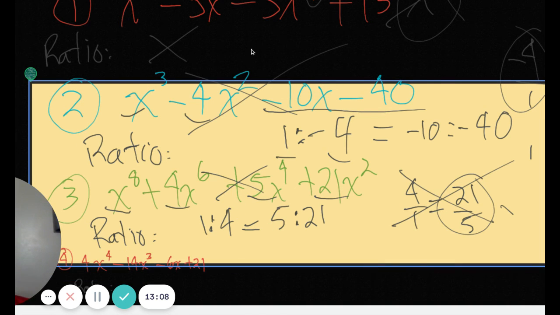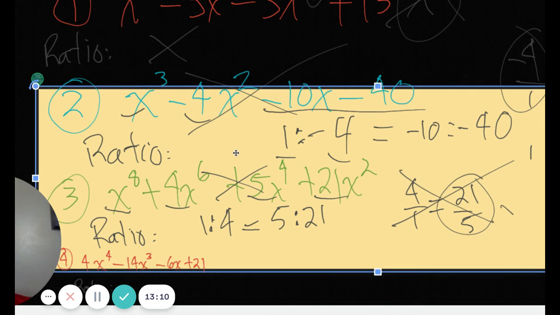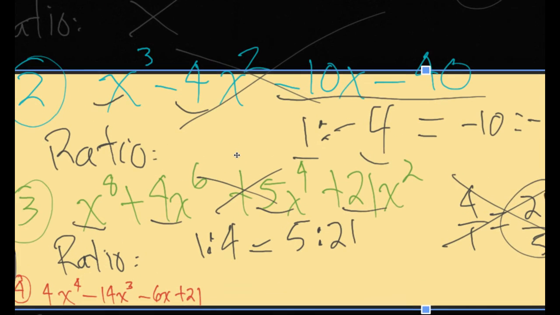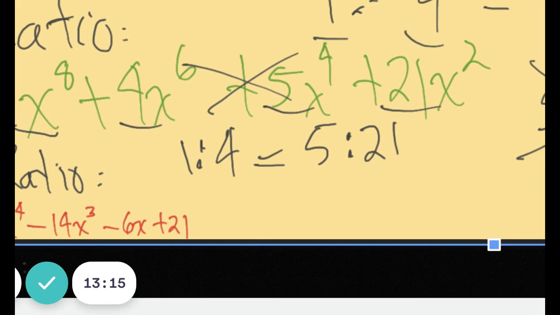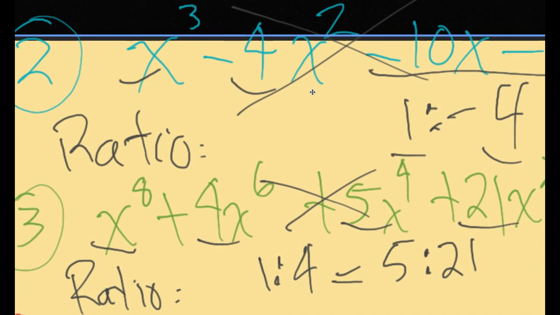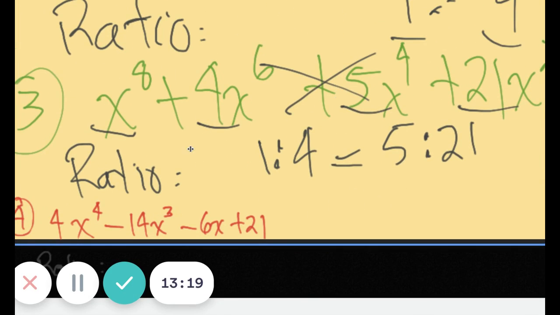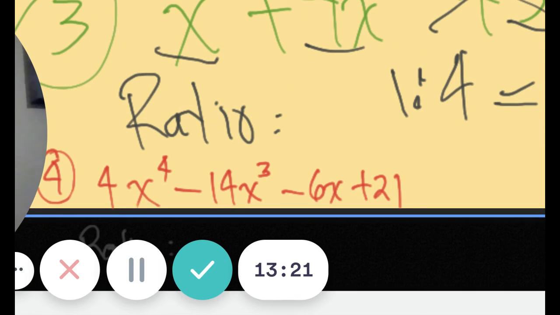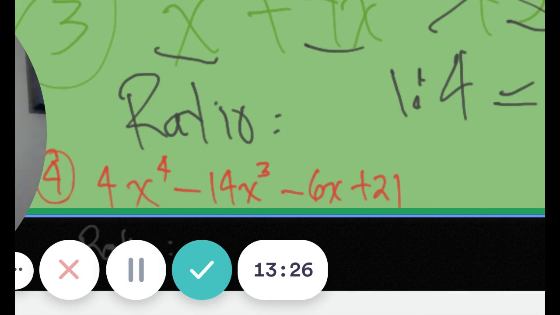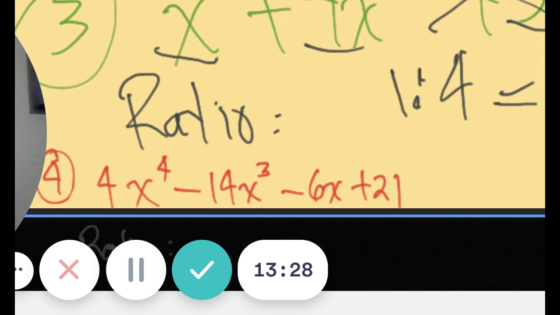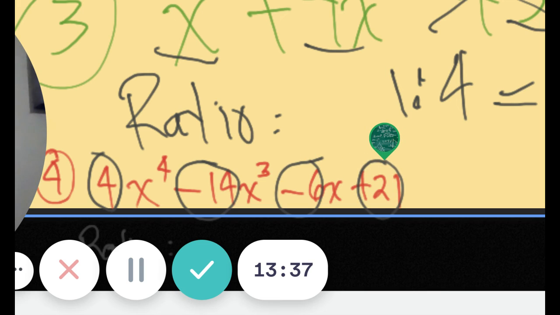Okay, so let's see here. Now this one here, I'll probably have to zoom in on it a little bit more. And yeah, it's a little bit harder to see, isn't it? The red one at the bottom there. Okay, there we go. So now let's go ahead and figure out if the ratio is correct. So again, I'd common factor if I had to, but I've got 4, negative 14, negative 6, and 21.